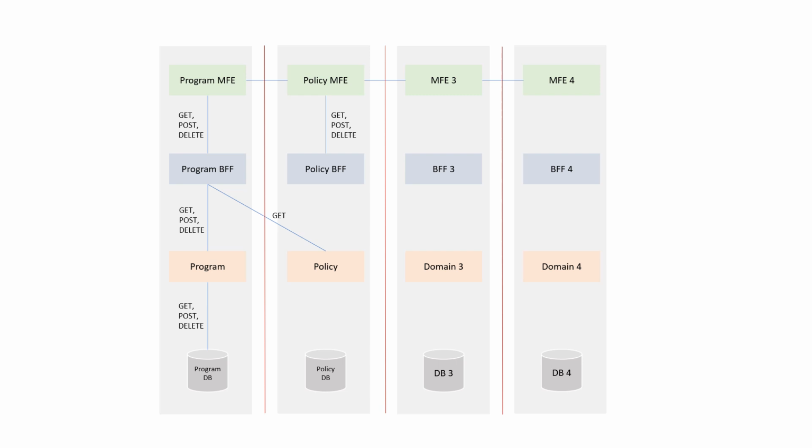It may sometimes be required to display some policy details on the program screen. So program BFF has get access to the policy domain API, and BFFs can do orchestration, but they only have get access. A user can navigate or access any MFE only if the user has access to the MFE. A user can only update policy from the policy MFE. Only policy MFE can send the update and delete request commands to the policy BFF, and only policy BFF can send update requests to the policy domain API. No other BFF can send a policy update request to the policy domain API.